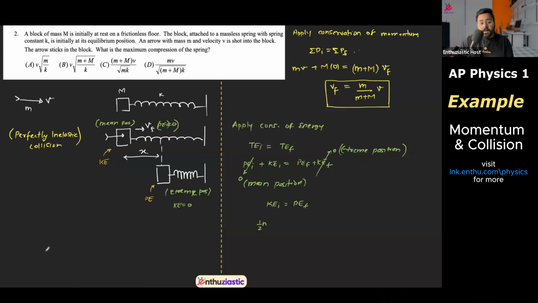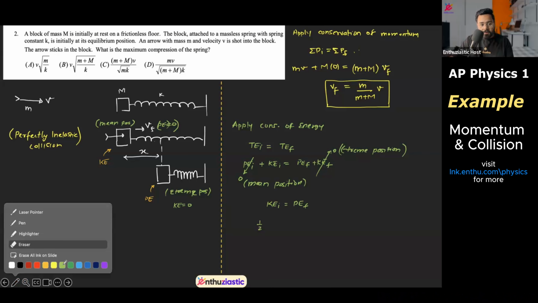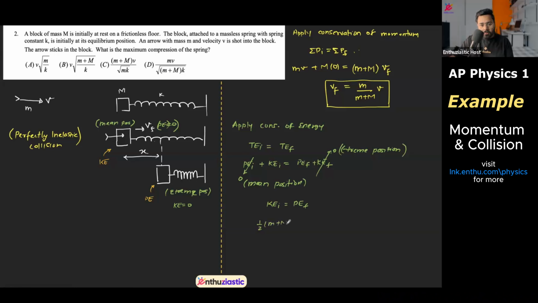Now, hold on. When you're doing kinetic energy, you need to consider the kinetic energy of the whole system. What is your system? Your system is arrow and the block. So half of m plus capital M times v final squared is equal to potential energy, which would be half k x squared. These halves will go away. So this would be m plus capital M times v final squared. If I put in v final squared, I will get m squared over m plus capital M squared times v squared is equal to k times x squared.